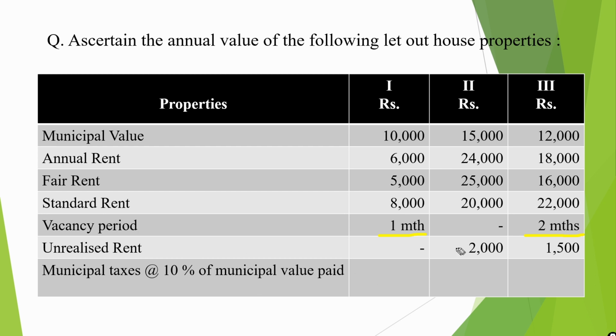Unrealized rent for house property 2 is rupees 2000. For house property 3, it is rupees 1500. Also, municipal taxes at 10% of municipal value are paid. For calculating municipal taxes, you have to consider the municipal value of these 3 houses, that is rupees 10,000 for house property 1, 15,000 for house property 2 and 12,000 for house property 3.